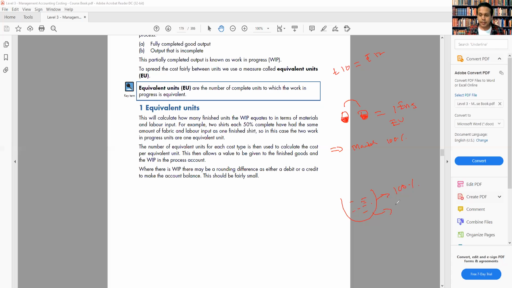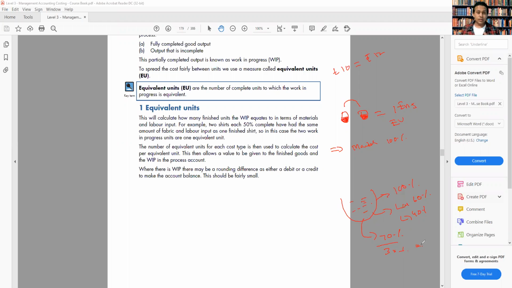But maybe the labor is 60% complete. That means we still need 40% labor. So 60% complete means we need 40% more. And let's say the overhead is 70% complete. If the overhead is 70% complete, that means we need 30% more overhead.